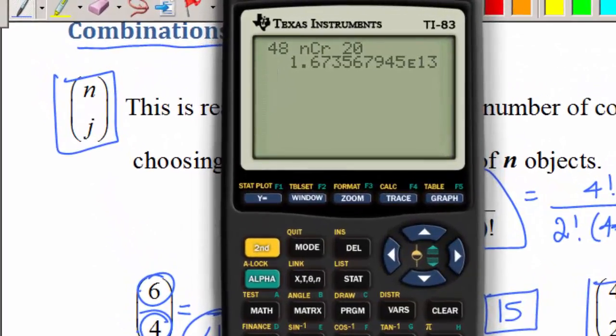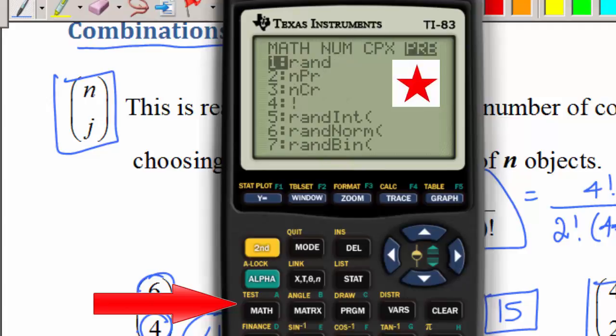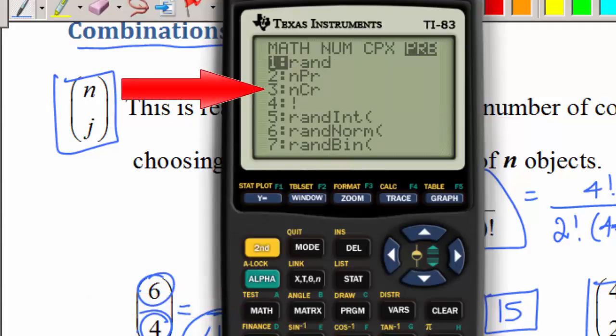But again, on the calculator, it's under Math, under PRB, probability, third option. Different calculators, different places, but it certainly is nice to know that you have that built-in function.